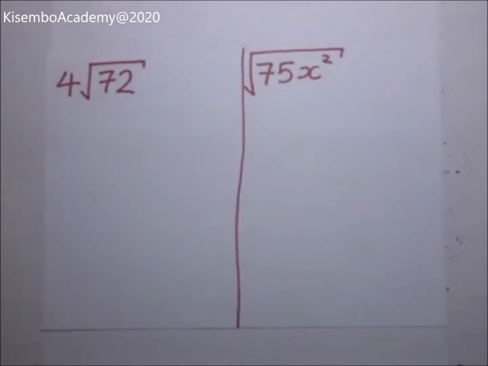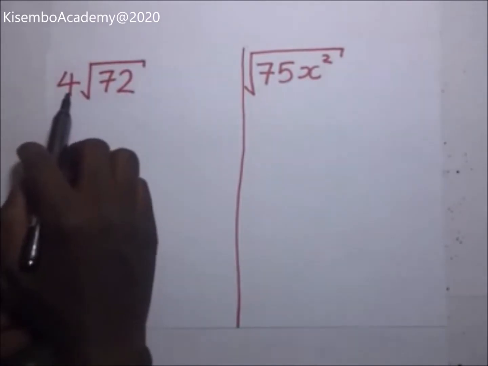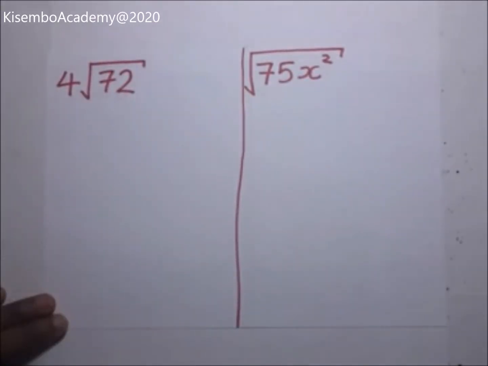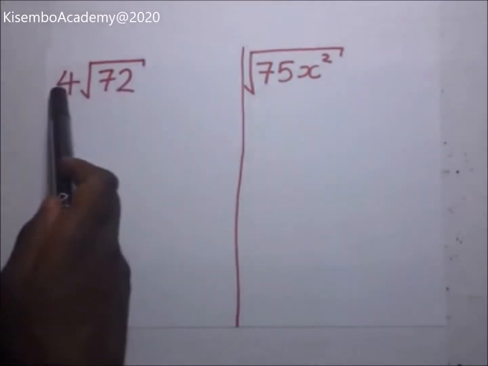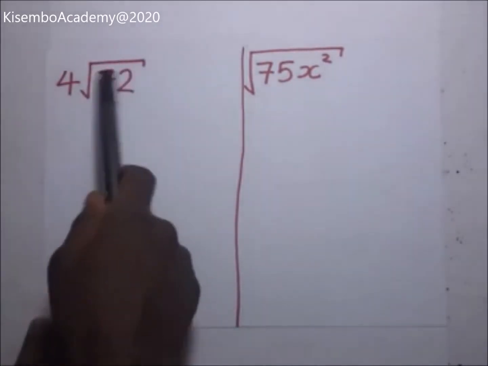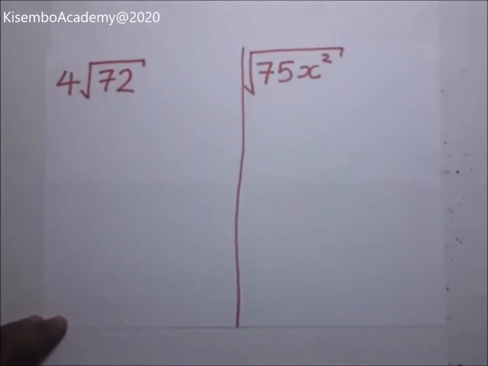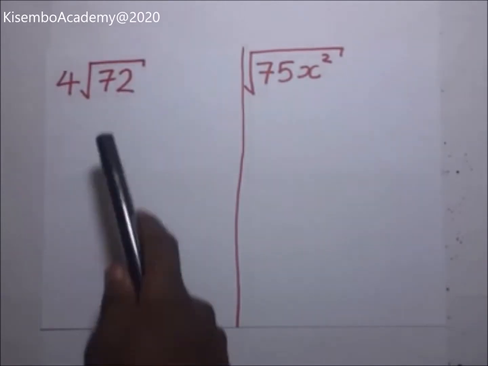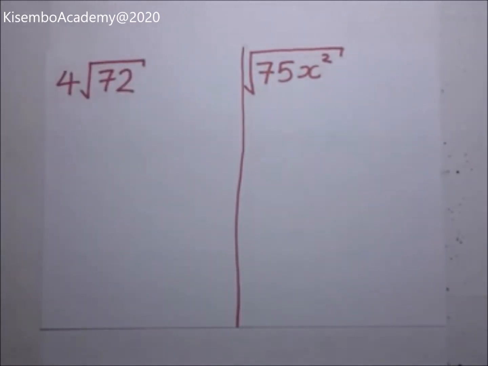To continue to simplify these surds, if you look at this, we have 4 times the square root of 72. Now, this looks like it is a simplified surd, but it is actually not, because why? The number under the square root sign can still be simplified further. When we are simplifying surds, we are supposed to do it in such a way that the number under the square root sign cannot be simplified any further. So, in other words, a surd is said to be in its simplest form when the numbers under the square root sign have no perfect square.